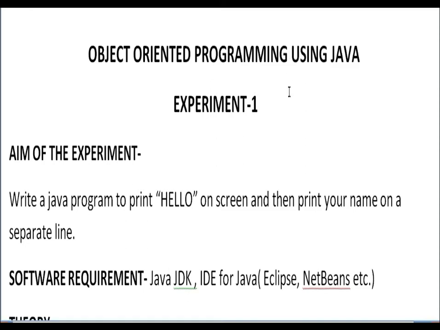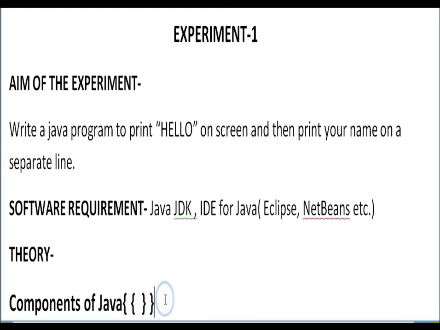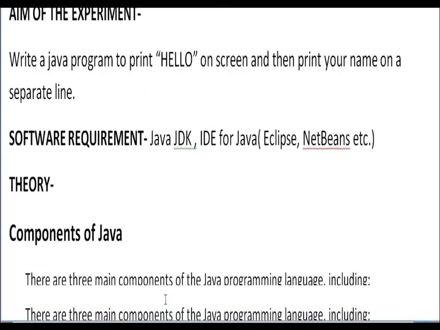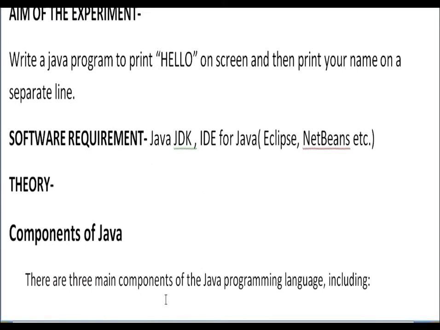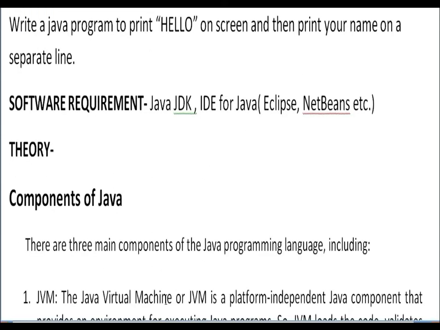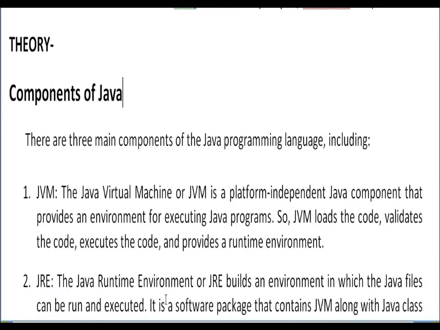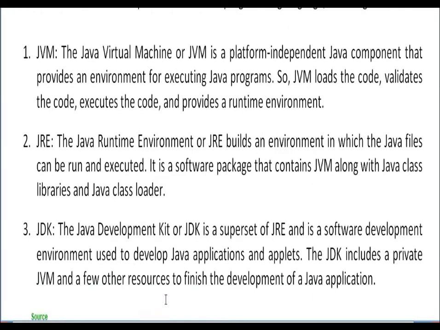So here are some theories for you. The first one is, what are the components of Java? There are three main components of Java, that is JVM, JRE and JDK. The Java Virtual Machine or JVM is a platform independent Java component that provides an environment for executing Java programs. JVM loads the code, validates the code, executes the code and provides a runtime environment.